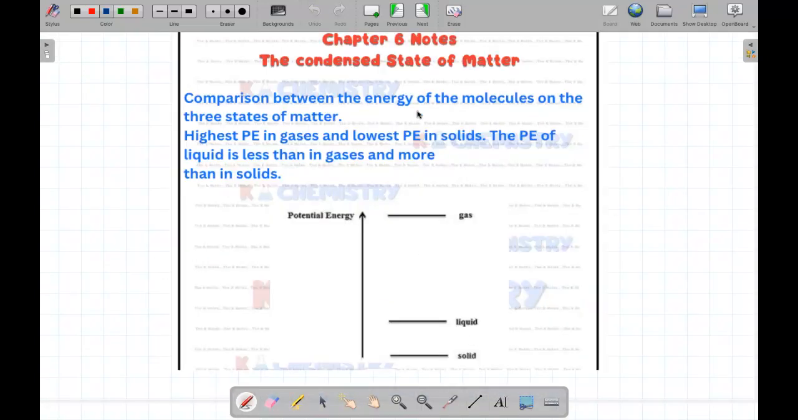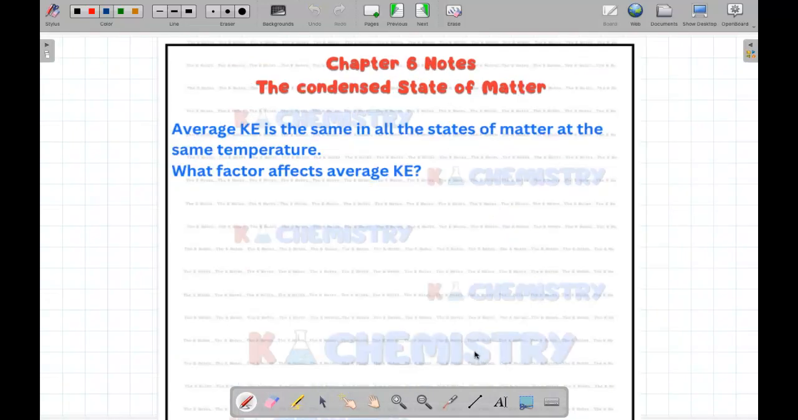Now let's compare the energy of the molecules in the 3 states of matter. The highest potential energy is in the gases, while the lowest is in solids. And liquids is in between. It's less than that in gases and more than that in solids. What about the average kinetic energy? The average kinetic energy for the particles is the same in all states of matter. So what are the factors that affect the average kinetic energy?